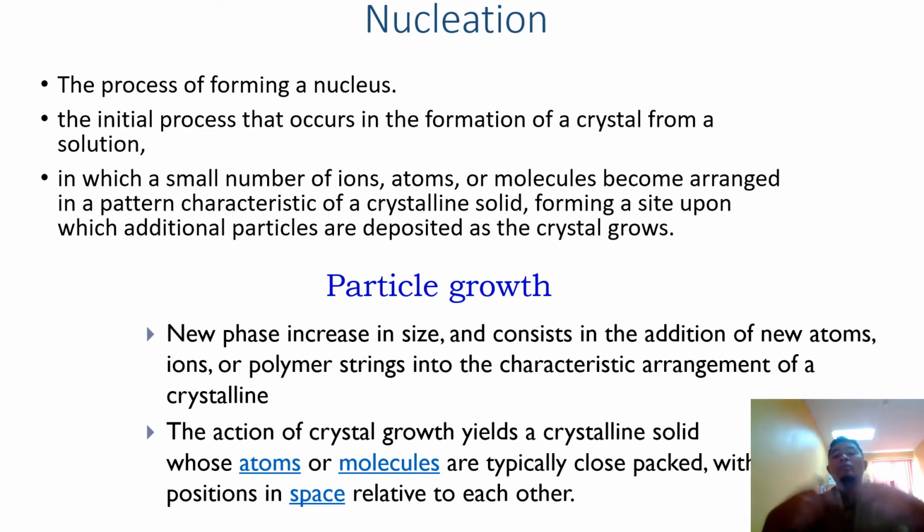So which is berlaku nukleus, membentukkan nukleus saja. Dia tak buat pun particle growth. So bila ada nukleus, suddenly particle growth dia akan lagi cantik dan dia akan menghasilkan very close packed with a position in space relatively to each other and produce the crystalline solid, the desirable of your precipitate. Okay, you can read this lah.